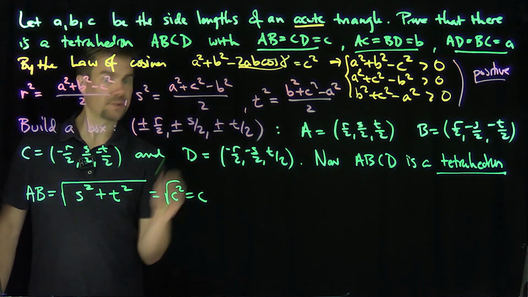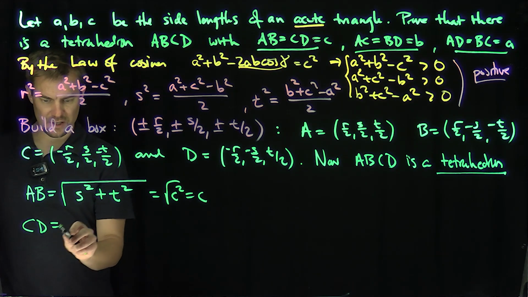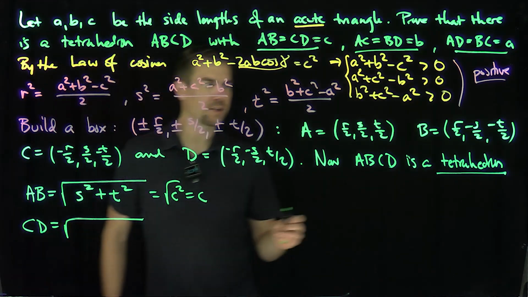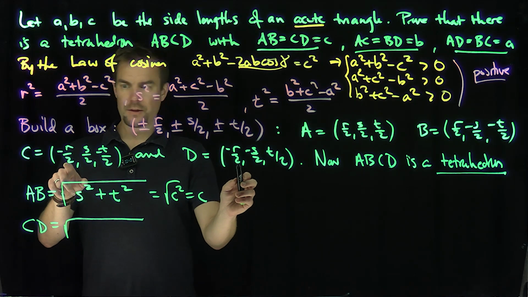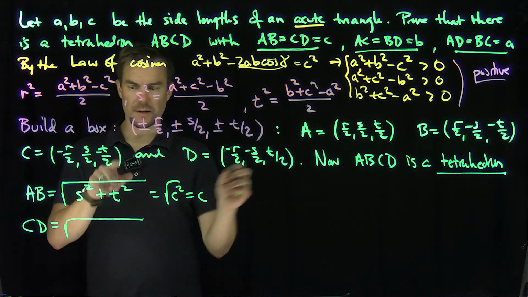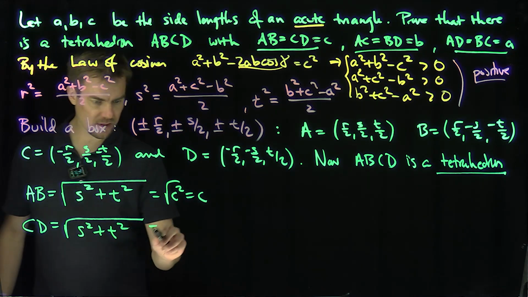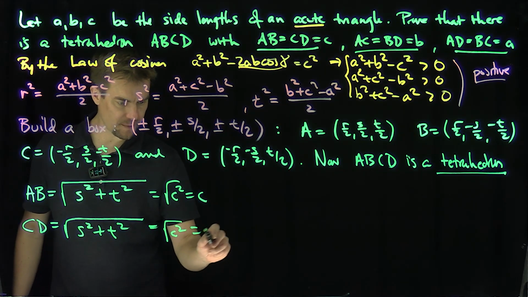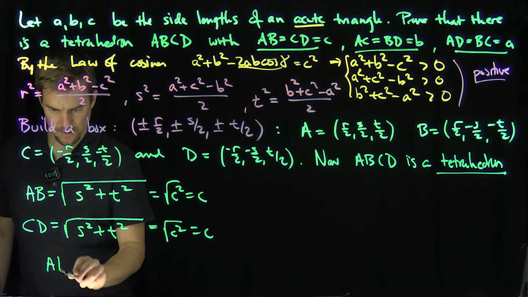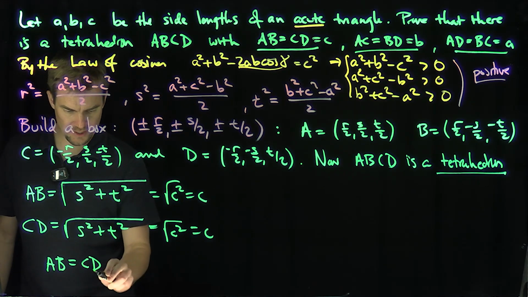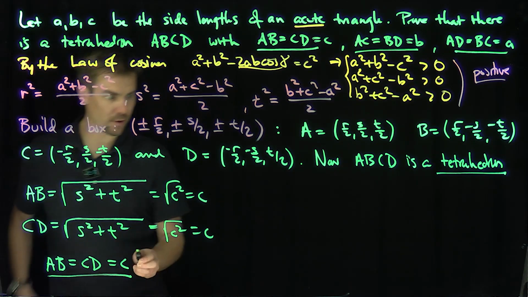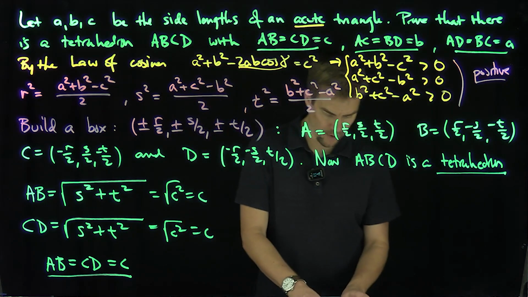What is CD? CD over here is going to be the square root of what? Here's C and here's D. The R's are going to cancel. I'm going to have an S over 2 and a T over 2, so it's going to be S squared plus T squared. That's the square root of C squared, which is C. We've just proven that AB equals CD equals C. Good. Let's make sure the other ones work out the right way.